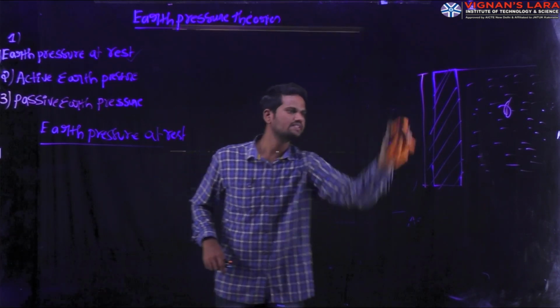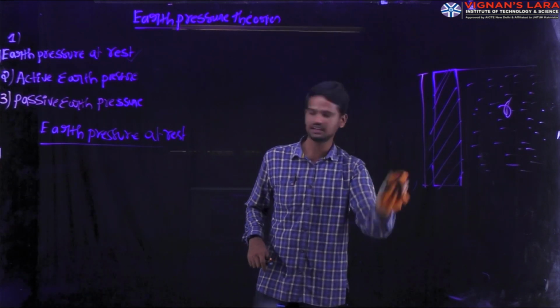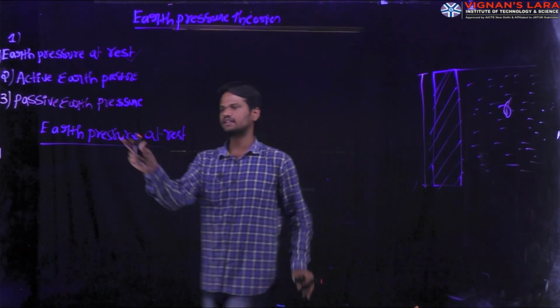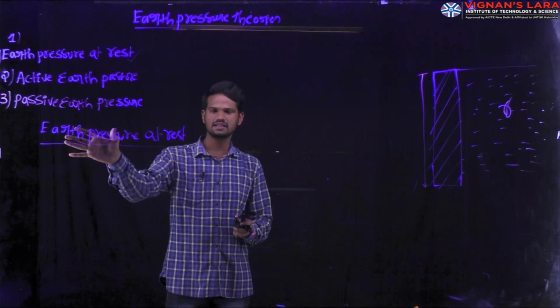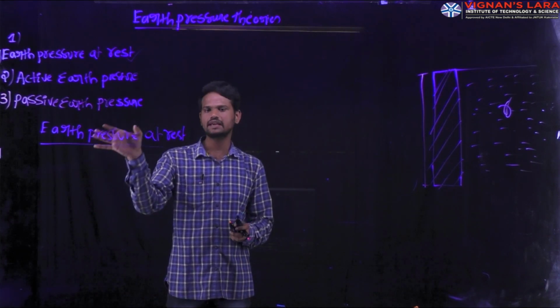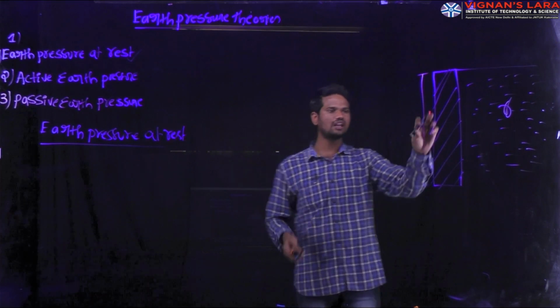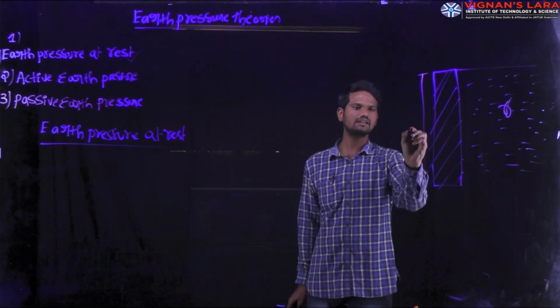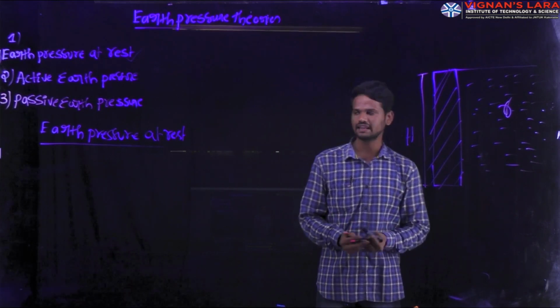Now we will see the derivation for earth pressure at rest condition. If you consider here, this is the earth pressure at rest condition. Earth pressure at rest condition means the horizontal pressure divided by vertical pressure will give some constant coefficient, with respect to the wall that does not move to any side.